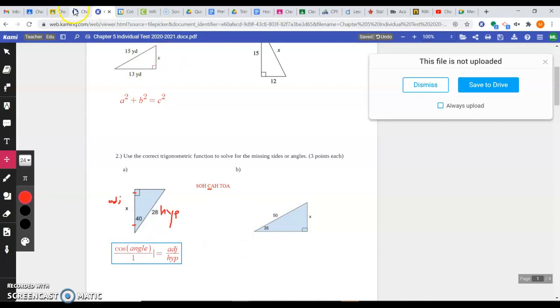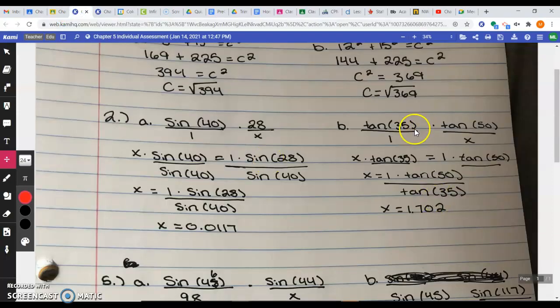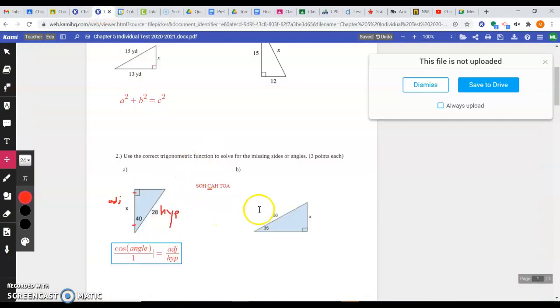On the next one, on B, you used the tangent of 35 times the tangent of 50 over x. That is not the way that we are going to solve this problem. It kind of looks like you were trying to do maybe the law of sines, but you replaced it with tangent. Again, this is going to be regular trigonometry where we need to use SOHCAHTOA.